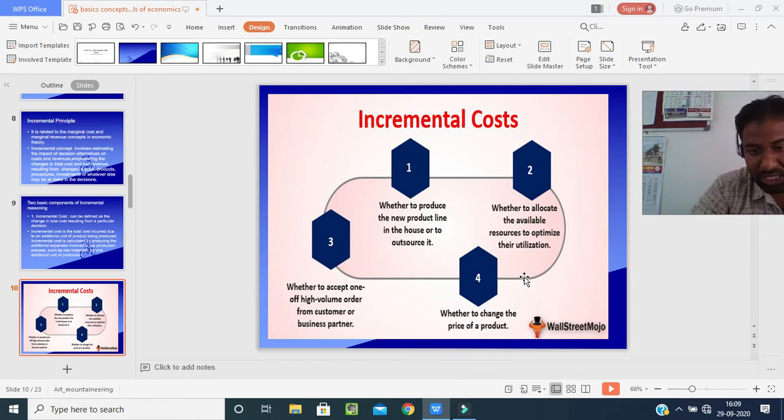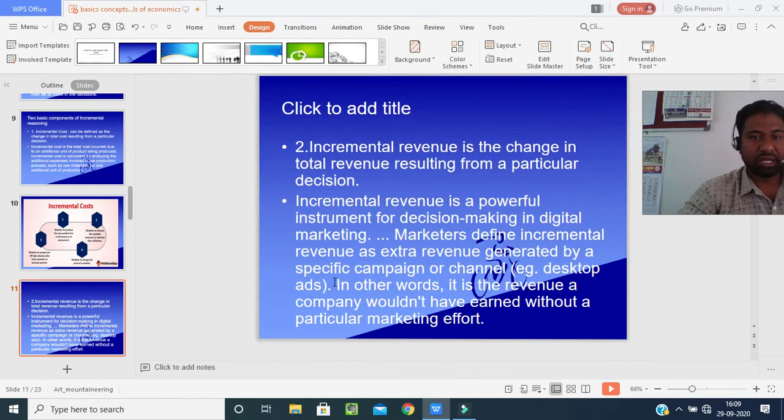Now the last one is whether to change the price of a product or not. If you change the price, will the demand for the product increase or not? If you are not changing it, will you get the profit or not? So it depends on the managers to take the decision by seeing the situation and condition in the market or of our product. Now coming to the next one, incremental revenue is the change in the total revenue resulting from a particular decision.